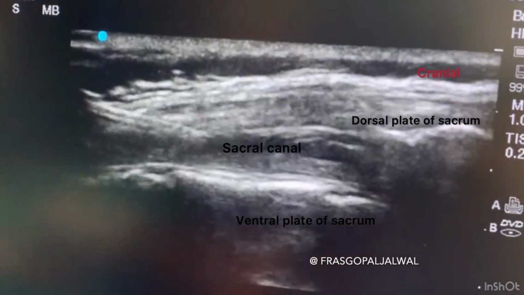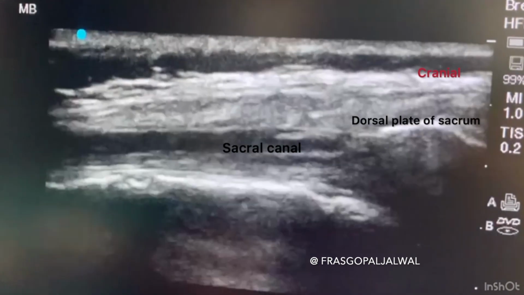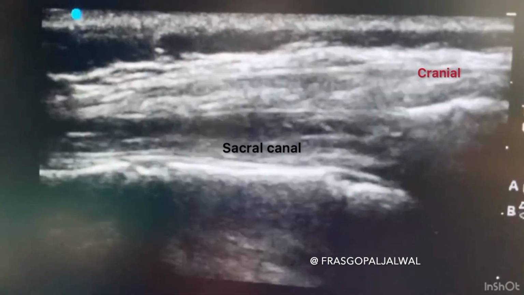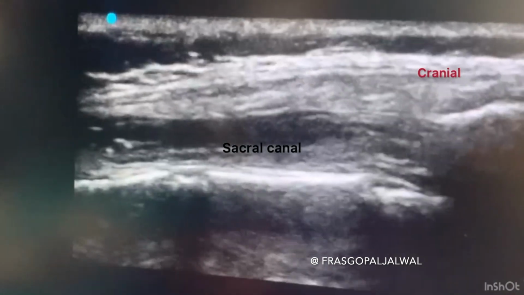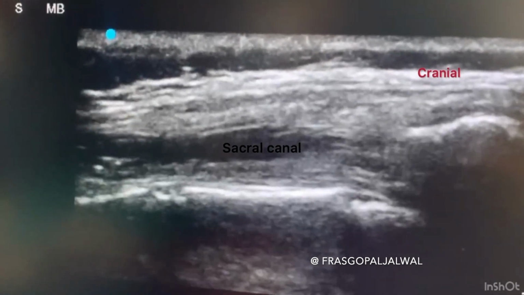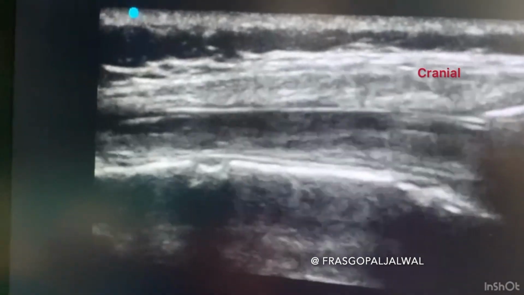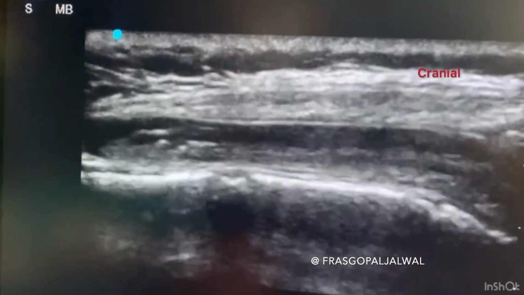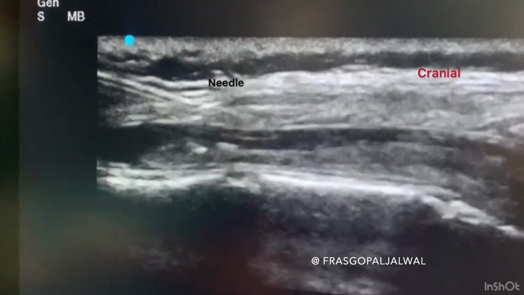That means you are in the correct place, and you have to reduce the angle of your needle, slightly advance the needle, and then deposit the local anesthetic. Here you can see the anechoic local anesthetic going forward into the sacral canal.